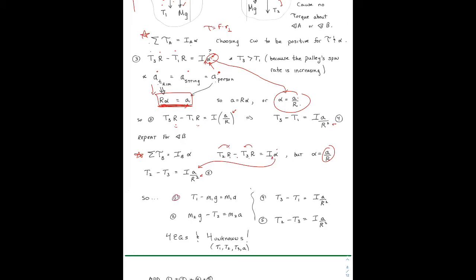So what I did is I summarized. Equation 1 was from F equals ma number 1. Equation 2 is F equals ma number 2. This one was for F equals ma in rotational form of the left pulley. That one was the same, net torque equals I alpha, for the right pulley. And now I have 4 equations, 4 unknowns: T1, T2, T3, and A.